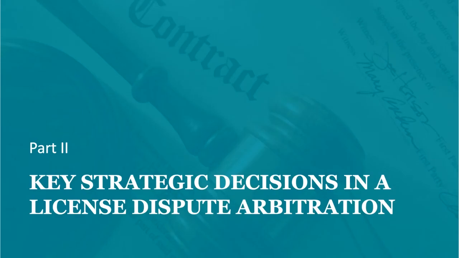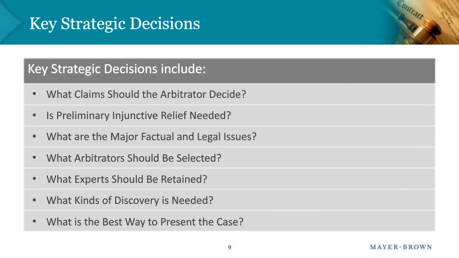In this next section, we're going to examine the key strategic decisions that are made during the course of arbitrating a license dispute. Recall that the scenario here is that the parties have already entered into a license agreement, the license contains an arbitration provision, and a dispute has now arisen. At this point, what are the key strategic decisions that need to be made? Each of the major questions we've highlighted on this slide in the bullet points that are identified.